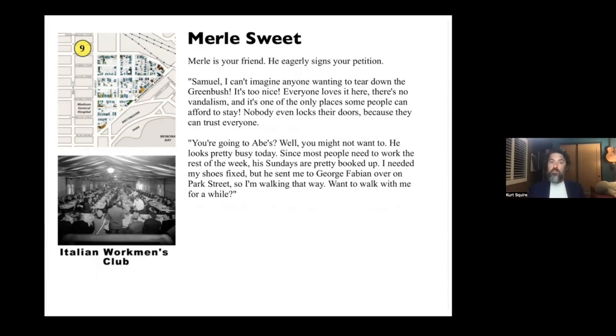So he designed a character who, in this case, you can read the dialogue. So Samuel, I can't believe anyone wants to tear down the Greenbush. The idea was that in the 1960s, they wanted to tear down this neighborhood. And they actually did. The city actually did tear down many buildings. He says, it's too nice. Everyone loves it here. There's no vandalism. It's only places people can afford to live. No one locks their doors, which was all things that he had heard other people say about what life was like in this neighborhood 40 or 50 years ago.